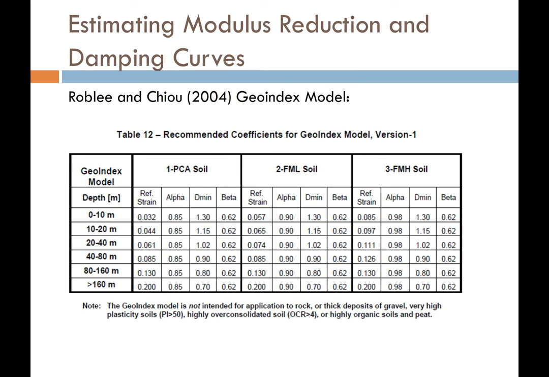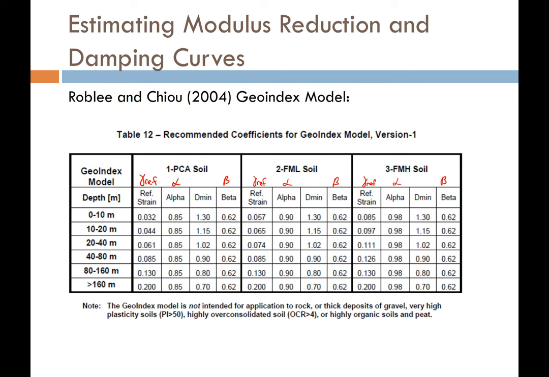So this is what I'm talking about. This is the recommended coefficients for the GeoIndex model. This reference strain right there, that is gamma ref. Don't convert that to percentage. Just put that number in exactly as it's written in this table, okay? But the gamma that you use is going to be a percent of strain. There's your alpha, your D-man, and of course your beta. For category 2, there's your reference strain, alpha, beta.